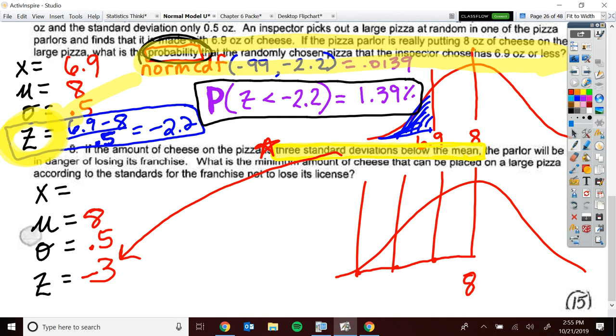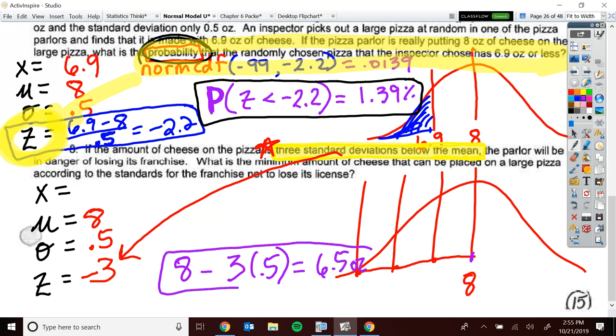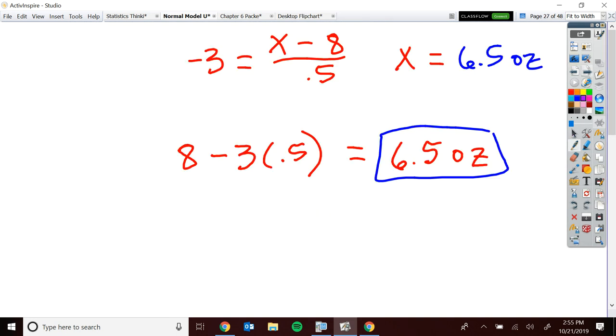So absolutely, I like this common sense method: 8 minus 3 of those standard deviations. So you're going to be at 6.5 ounces. So that's one way you could show work and get credit on this problem. And of course, there's the other way. So here are the two ways, first choice or second choice. One of those two ways would have to be shown to get credit.